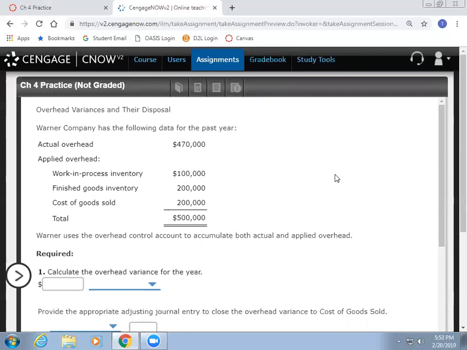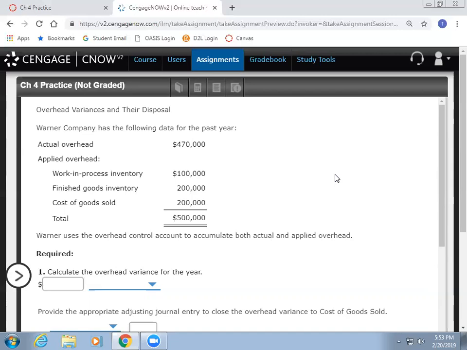The actual overhead gets debited. So as we go through the month, all those actual overhead amounts get debited into actual. So when we look at it like this, if this is actual, actual is always on the left. Applied is always on the right. So did we over or under apply overhead? Over. Okay. Our applied is more than our actual. So we actually over applied overhead.